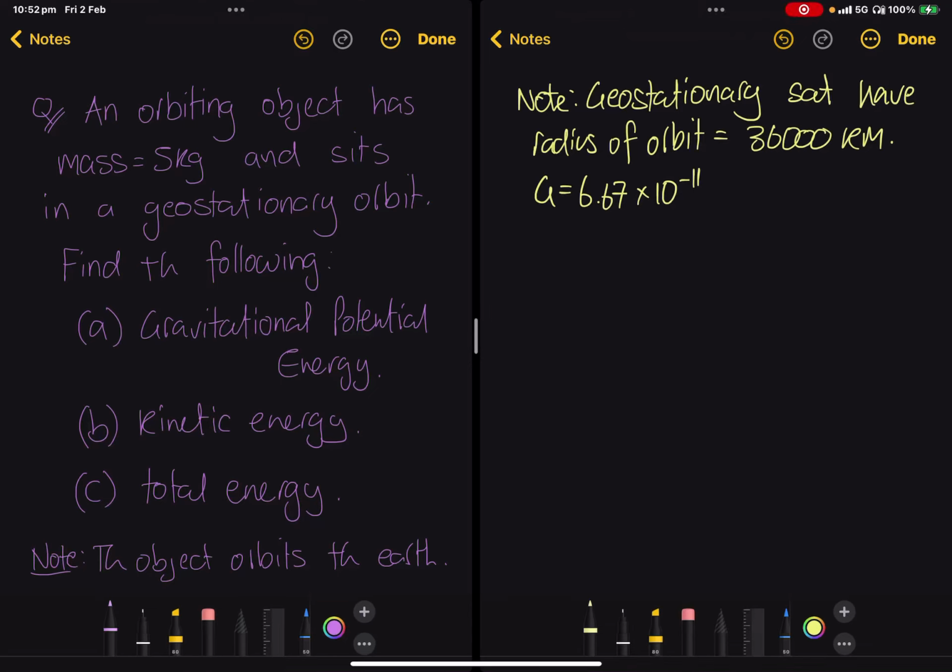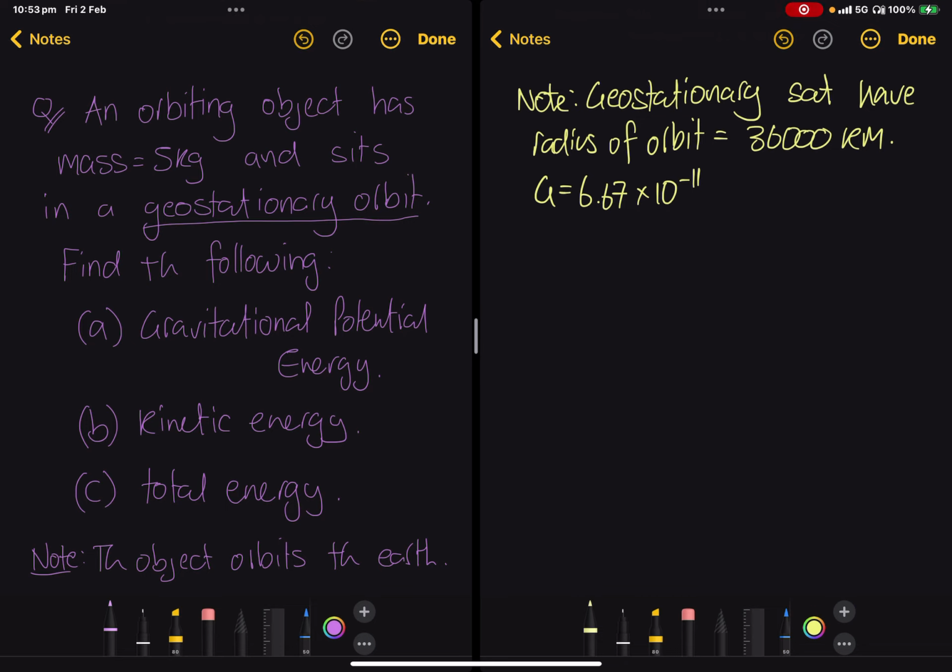Alright, so we're going to have a look at another question from the advanced mechanics topic. This question says, an orbiting object has a mass of 5 kilograms and sits in a geostationary orbit. So this is an important detail in this question. We're asked to find the following: the gravitational potential energy, the kinetic energy, and the total energy.